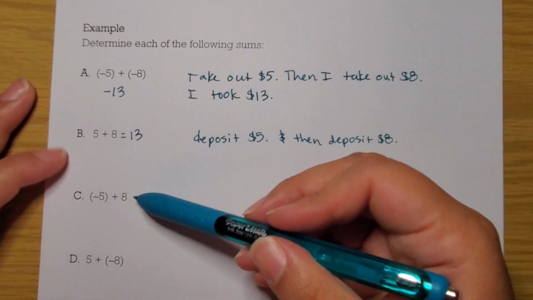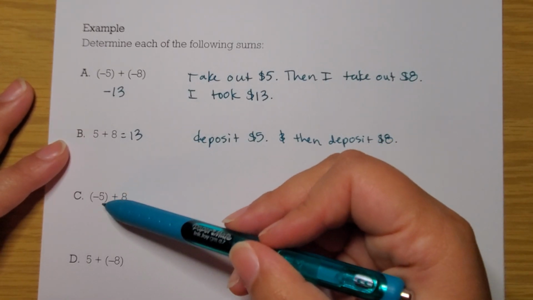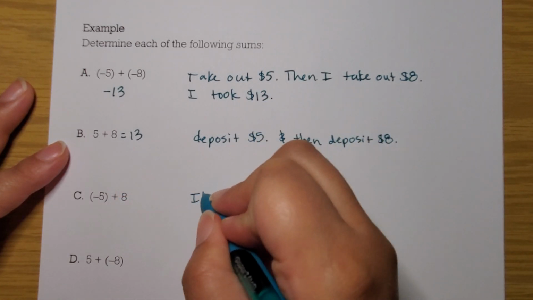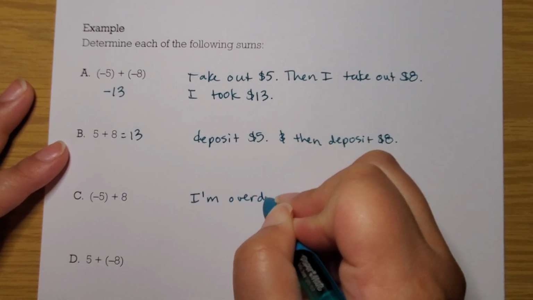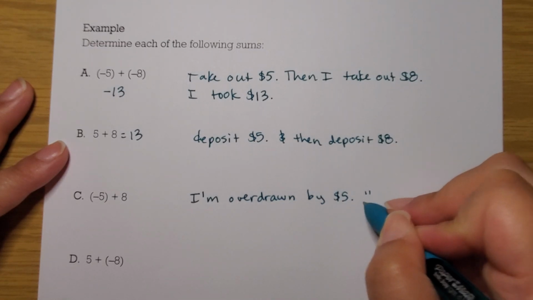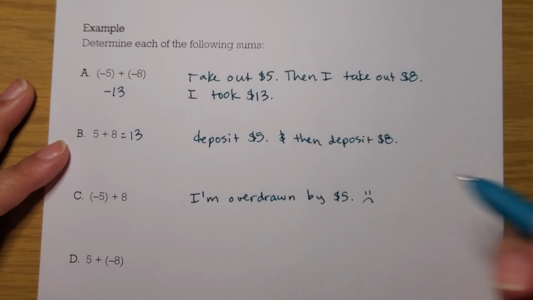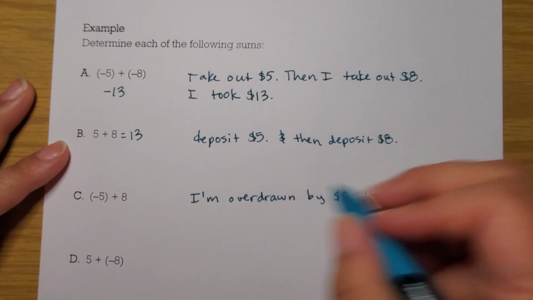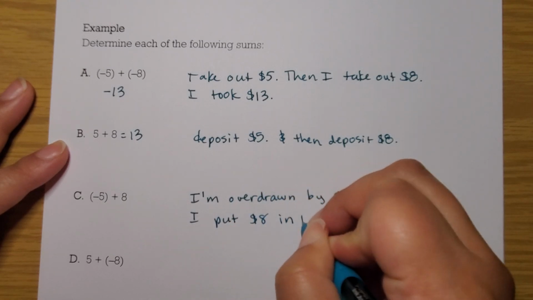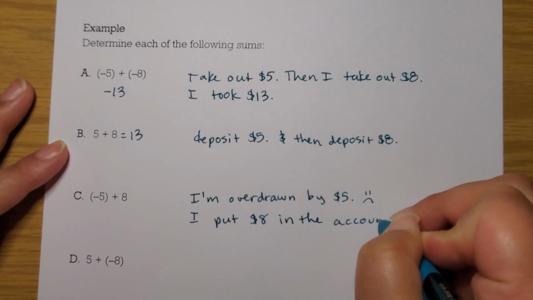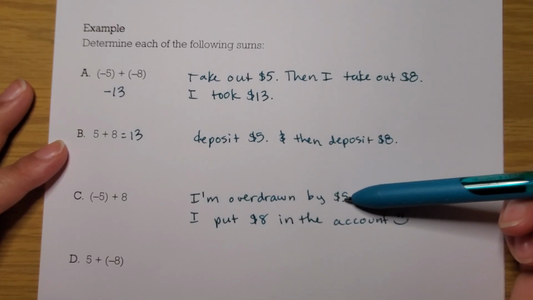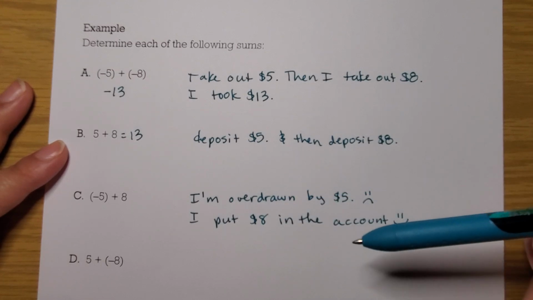All right, let's look at part C. Oh no. So in part C, I'm starting out overdrawn. I have -$5. So I'm overdrawn by $5. Not a good situation. Then I deposit 8. Okay, that's good, right? So I owe the bank $5, but I've just put $8 in.